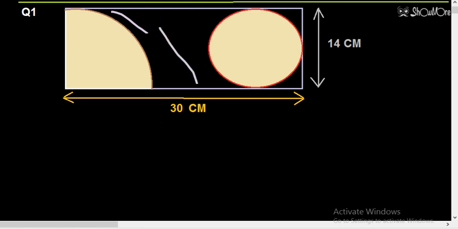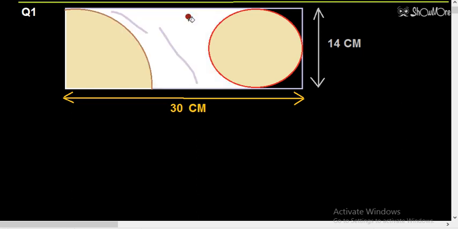Let me change the color. आपको मैं color change करके बताता हूँ. So what is the unshaded portion? Unshaded portion is this one. Unshaded portion is this white one. So this white one is the unshaded portion. This portion we have to find.